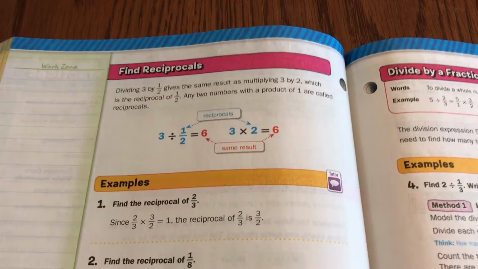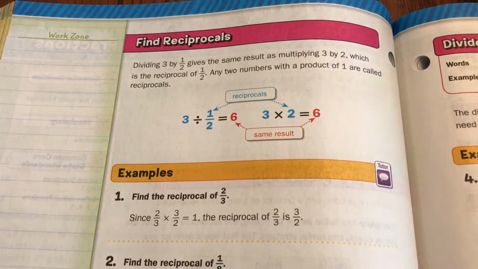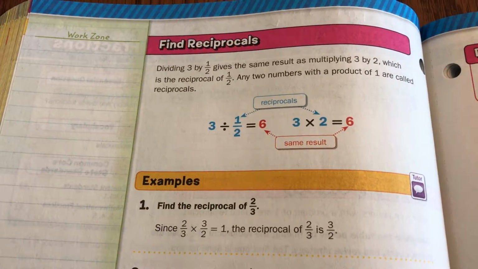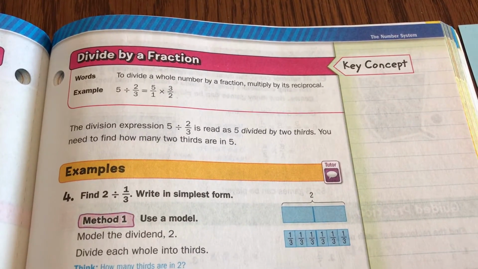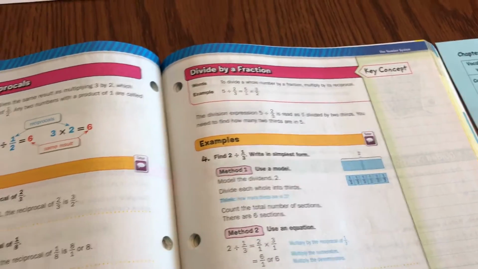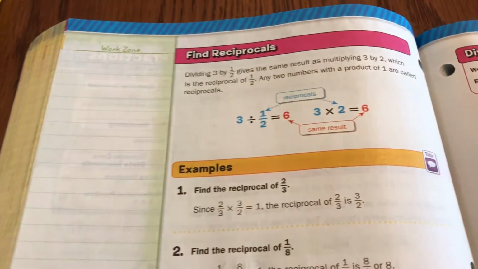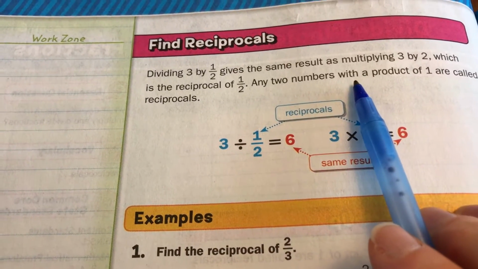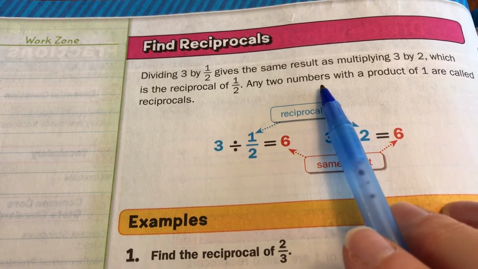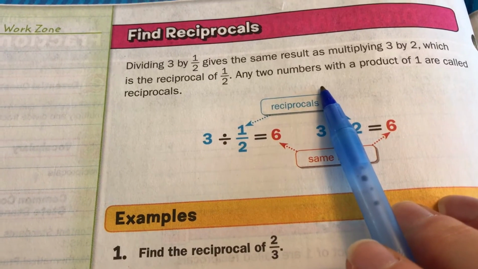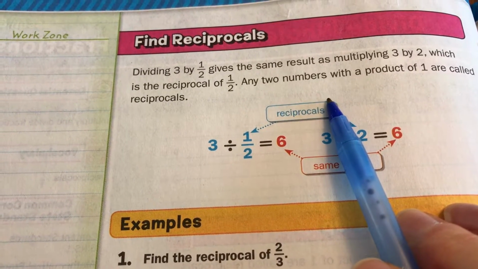Now, let's get into the lesson to see why we care about reciprocals. So we're dividing whole numbers by fractions. On this side, we're going to just practice finding reciprocals, so it's going to be super, super fast. And on this side, we're going to use reciprocals to divide. So first, practice finding reciprocals, then use them to divide. Here we go. Dividing 3 by 1/2 gives the same result as multiplying 3 by 2, which is the reciprocal of a half. So the rule is, any 2 numbers with a product of 1 are called reciprocals.